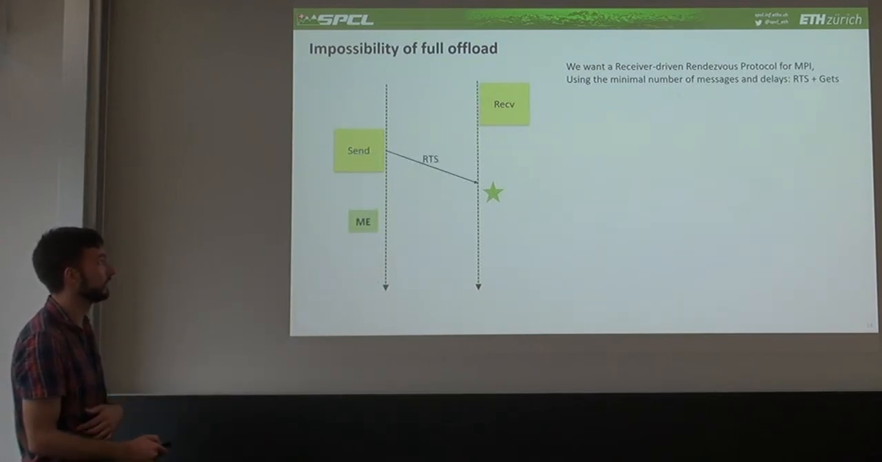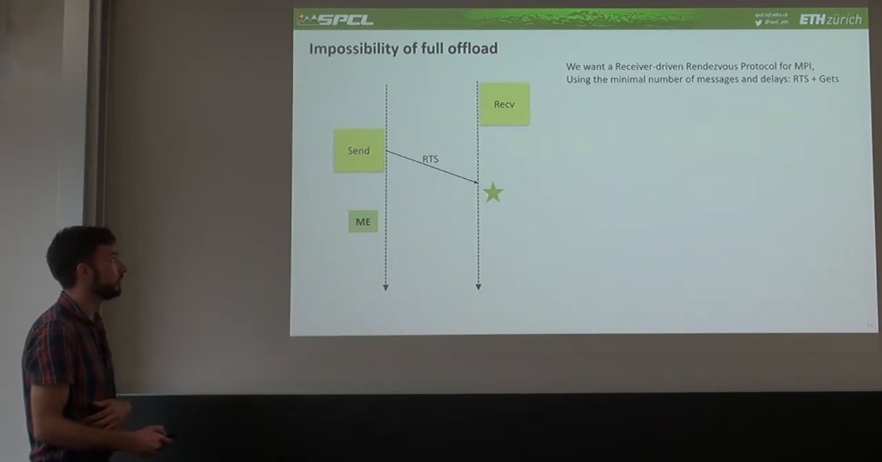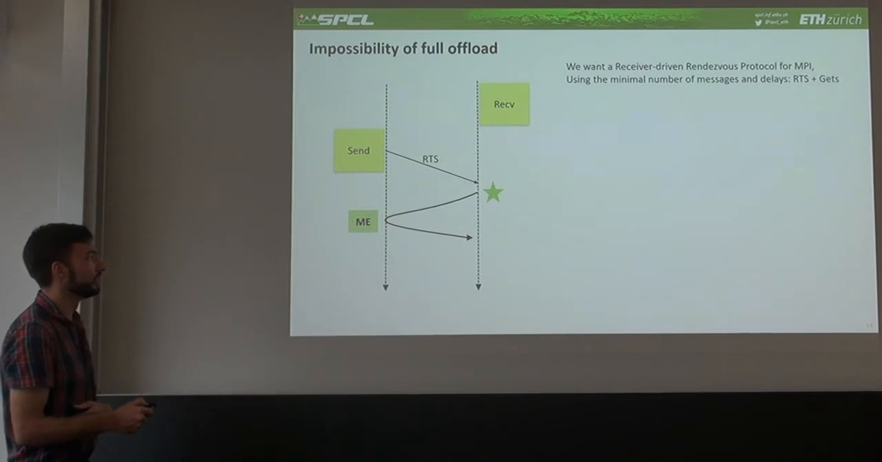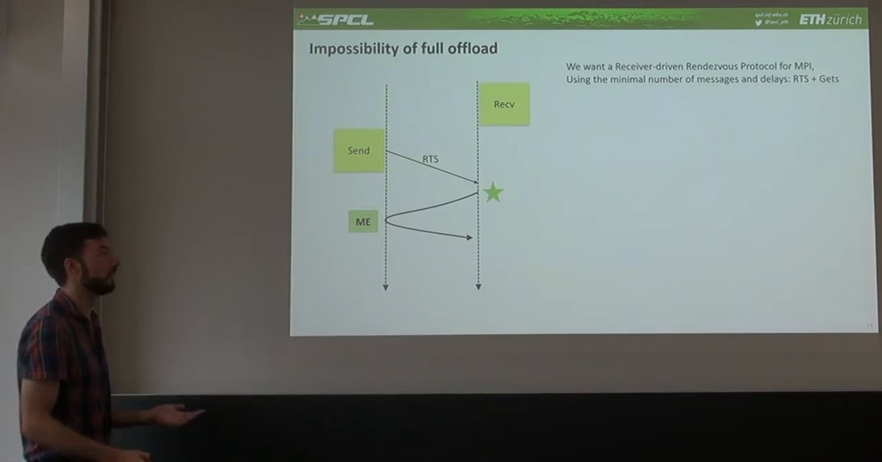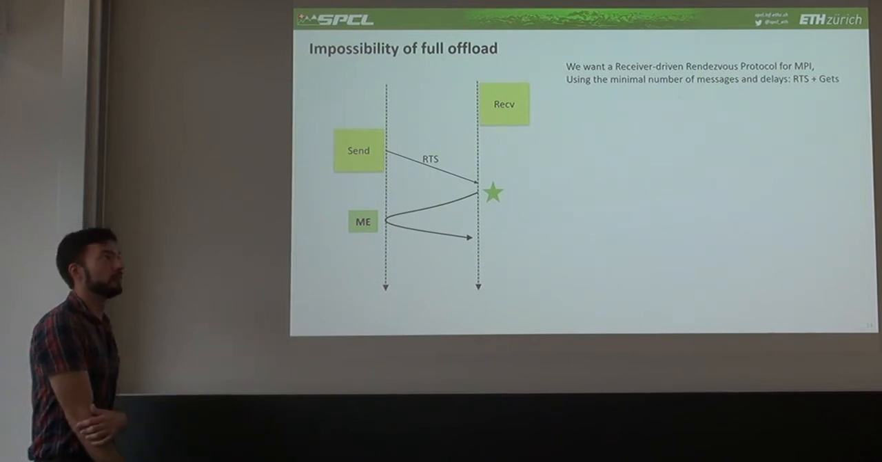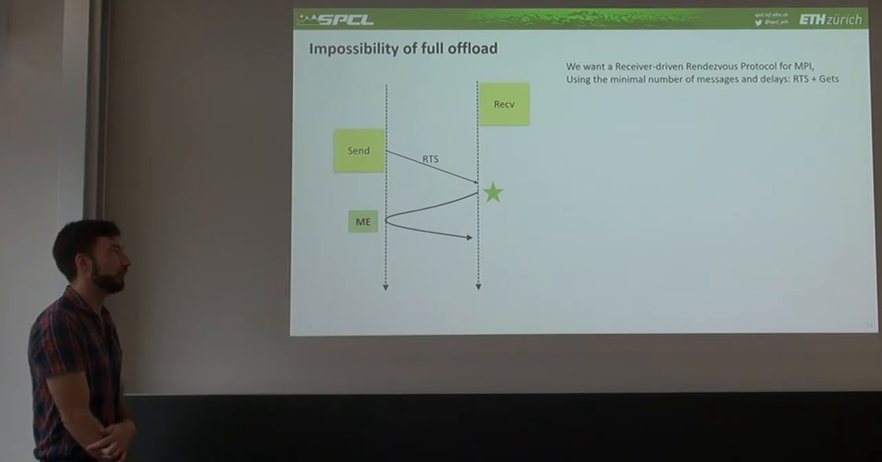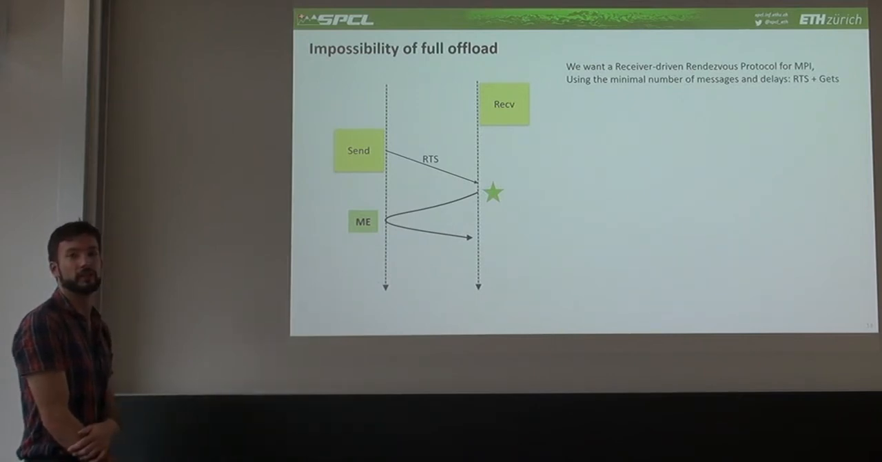And only when we get the ready to send message, we actually trigger this get. But Portals doesn't allow us to update something based on this message here. So full offload is tricky. This is of course not a full proof, but I refer you to the paper if you want to see the details of the proof.